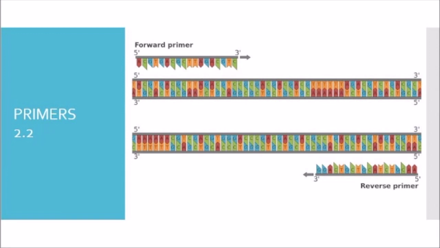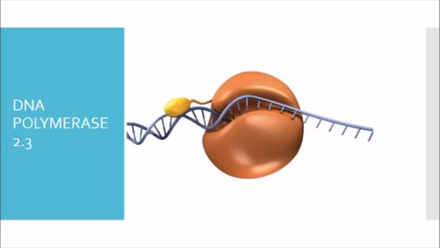Primers. A primer is a short, single-stranded piece of DNA that anneals to its complementary sequence on the template. A pair of primers will bind to either side of the target DNA segment, providing initiation sites for DNA synthesis. The two primers used in a PCR are often designated by the terms forward and reverse. DNA polymerase. This is the enzyme used to synthesize new strands of DNA.